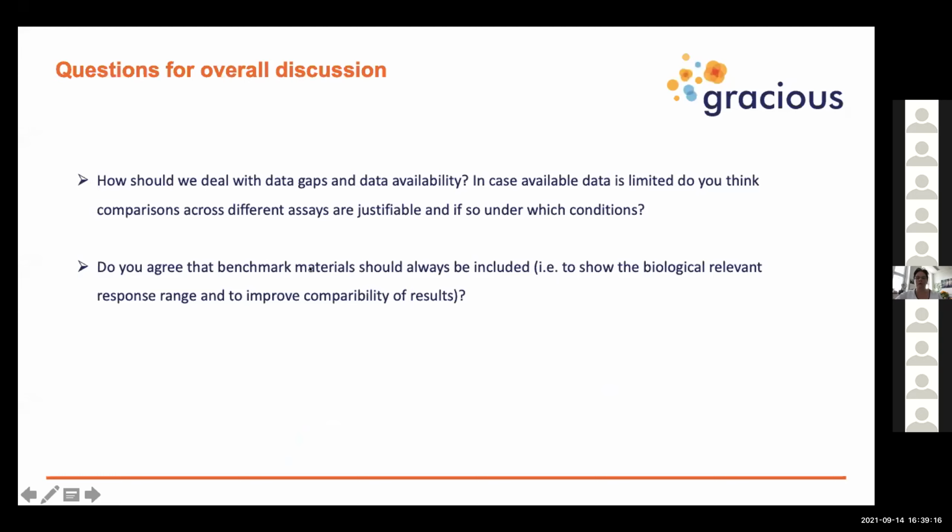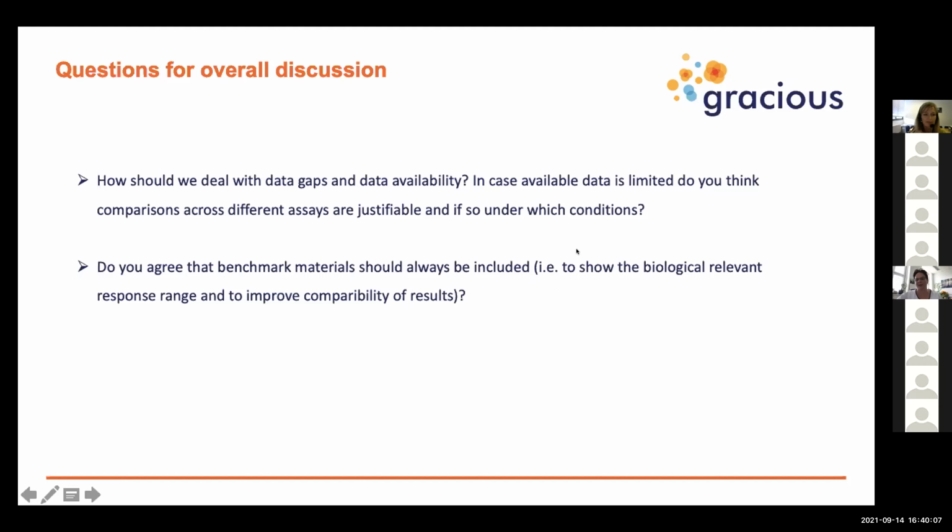The first question would be: in several of these case studies, we have seen issues with data gaps and data availability. In case available data is limited, would you consider comparison across different assays eligible? Of course, we suggest and prefer that for a single decision node, the user should take data from the very same assay to make it really comparable. But in case this is not available, would you think that this is justifiable, and if so, under which conditions? And do you agree that benchmarks, which we suggest to always include, should be included to increase the comparability?